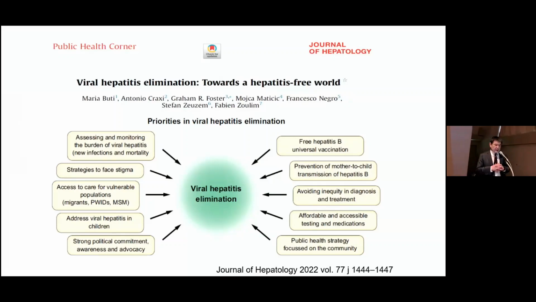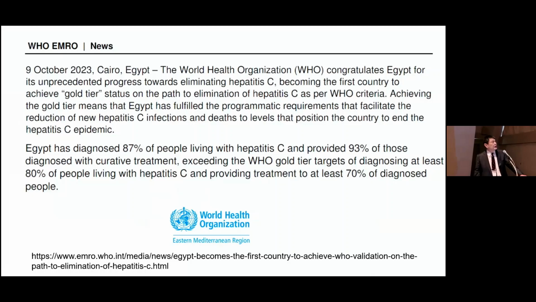Then, what do we need to eliminate HCV, viral hepatitis elimination? Of course, I think Professor Rai introduced previously, we need to address a lot of multifactorial issues. Of course, free hepatitis B vaccination and prevention of mother-to-child transmission, avoiding inequality in diagnosis and treatment, affordable and accessible testing and medications, and public health strategies. To eliminate HCV, we need other actions. For example, in Japan, we have some problems, especially with difficult populations: immigrants, people who inject drugs, and men who have sex with men. But we have some successful role models.